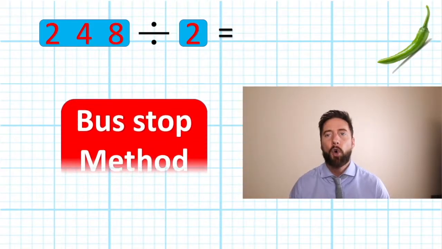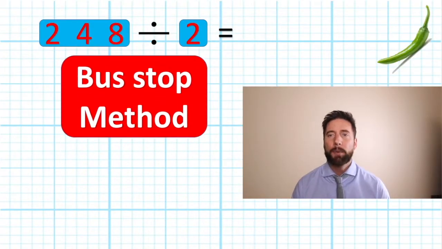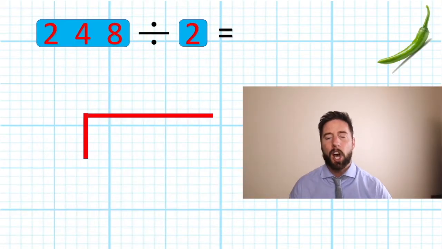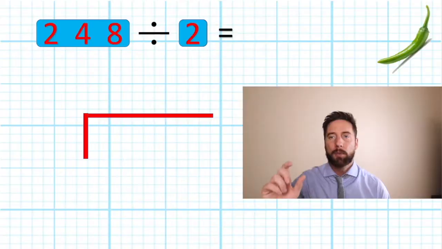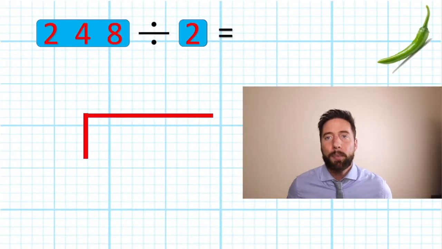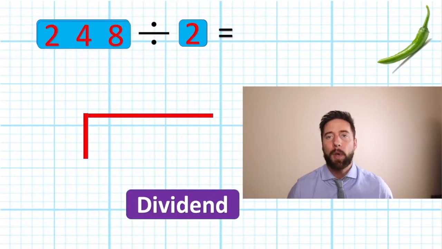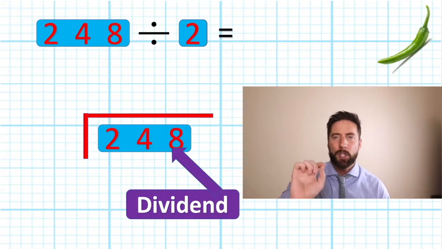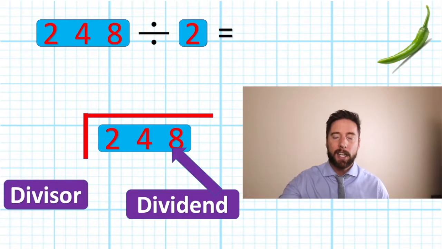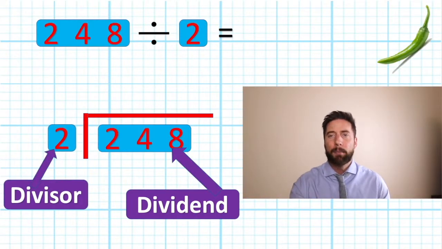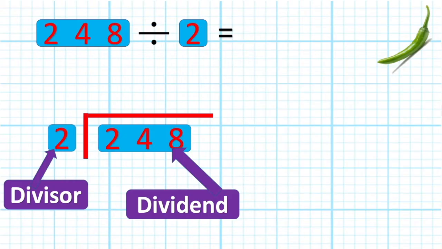This method is called the bus stop method. We call it the bus stop because it looks a little bit like a bus stop. Before we can start, we need to know where we are going to put the parts of our question. So I'm going to put the dividend, which is the big number, the number we are trying to break up and share, inside the bus stop. So I'm going to put my 248 inside my bus stop. Now I'm going to put my divisor on the outside, the small number, the one we are sharing the bigger number into. Okay, so my question now looks like this.